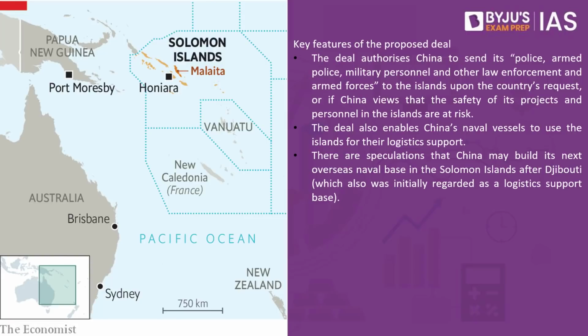Where is it located? It is located in the Pacific Ocean. So you might have a question in the preliminary examination which might ask you, where is the Solomon Islands located? So remember, it is in the Pacific Ocean and not in the Indian Ocean. It is close by to Australia. This can also be important from the preliminary examination point of view.